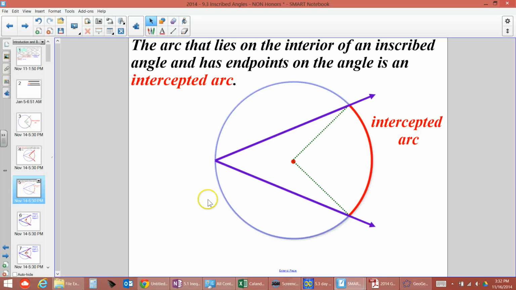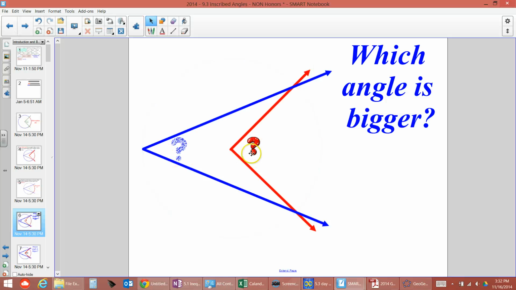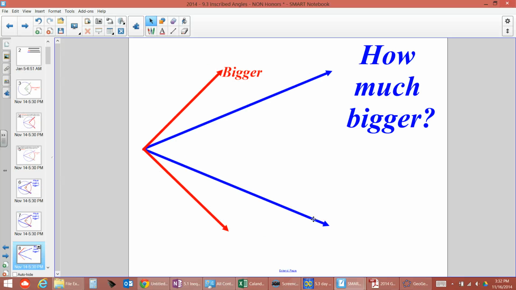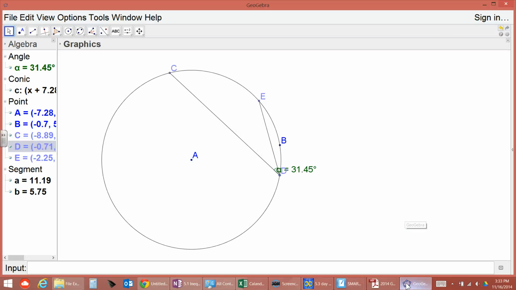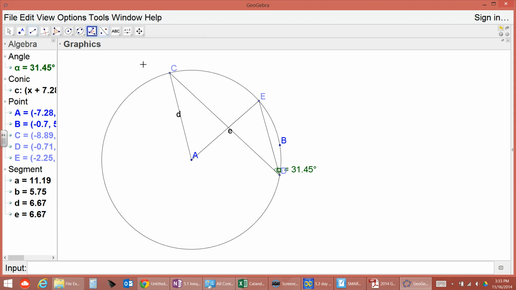Okay? So when we look at the value of the intercepted arcs, let's talk here. We don't know which angle's bigger. Well, I think I can look at this and say, hey, look at that, the red angle is bigger. The question is, how much bigger? Okay. If I go back to my GeoGebra file here, and I draw a central angle between CA and AE, now I have my central angle compared to my intercepted angle.